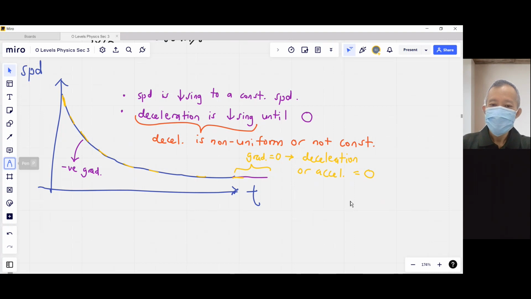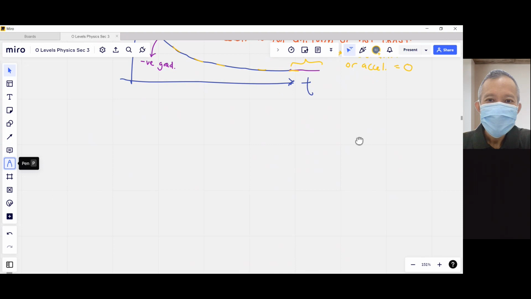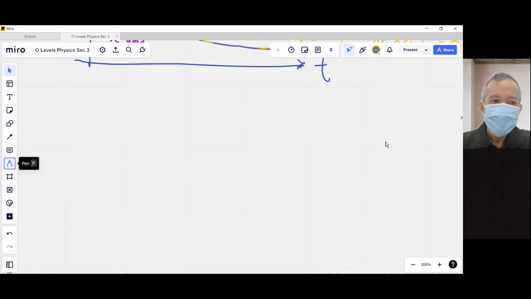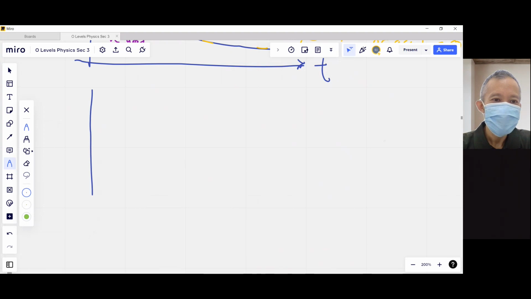Last example, before you do your exercise. Okay, so last one, I give you this graph. So same thing, speed time graph.